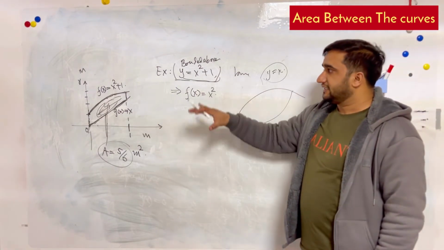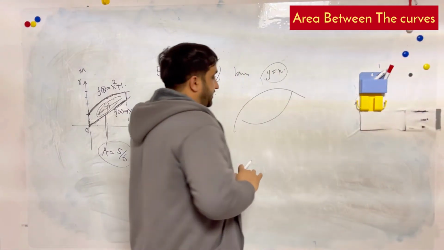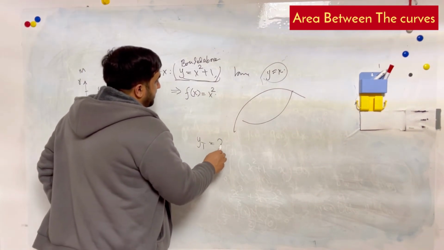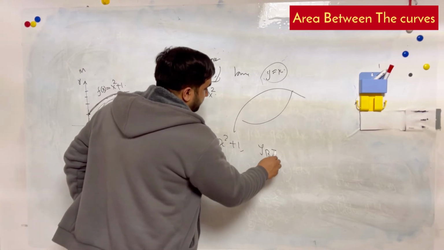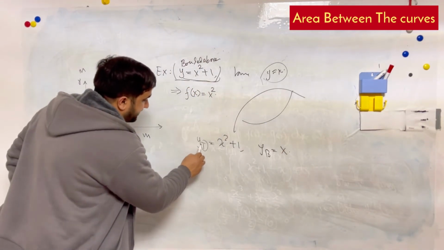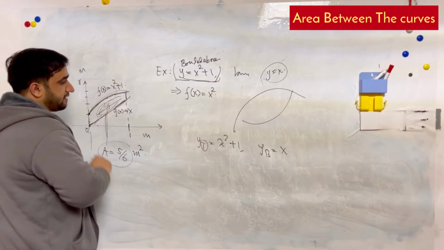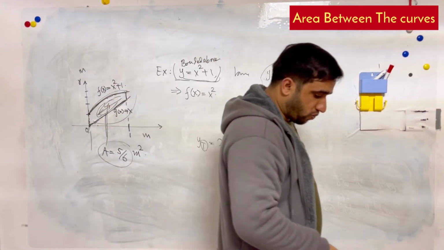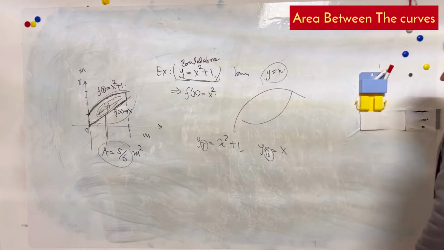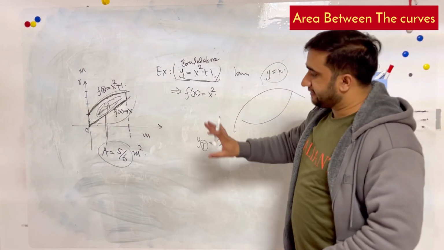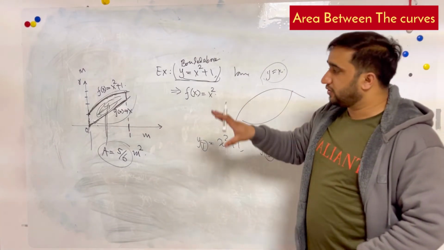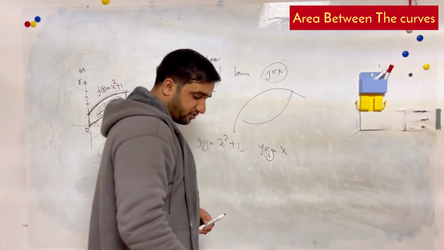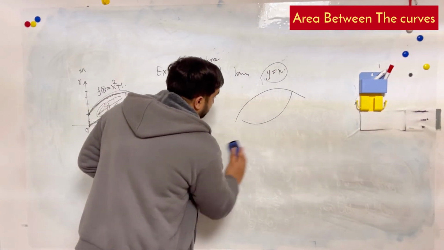Sometimes they will give you that, sometimes they don't tell you bounded above or bounded below. Sometimes it is written just that yt is equal to x square plus 1 and yb is equal to x. So you know that yt means the top function and yb means the bottom function. But how will we know which one is f of x and which one is g of x? It's up to you. These are just symbols. You can decide. Suppose you don't want to make it f of x and you want to make it g of x.